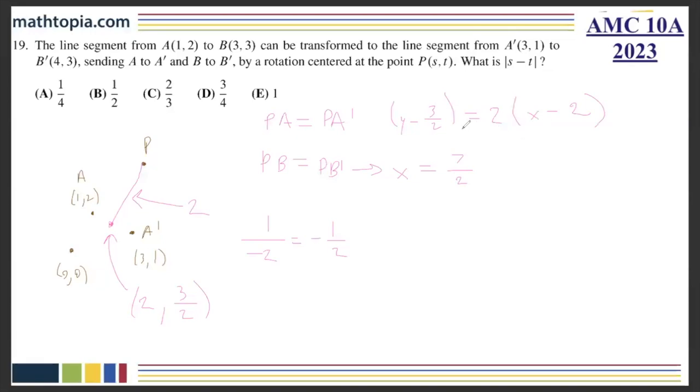And now all we have to do to find y is plug the x coordinate into this equation. So when we do that, we get y minus 3/2 is equal to, and then here x minus 2, 7/2 minus 2 gives us 3/2, multiplied by 2 gives us 3. So then y just becomes equal to 9/2. So it's 7/2 comma 9/2. P is the point 7/2 comma 9/2. And the absolute difference between the x coordinate and y coordinate is just 1. That's E.